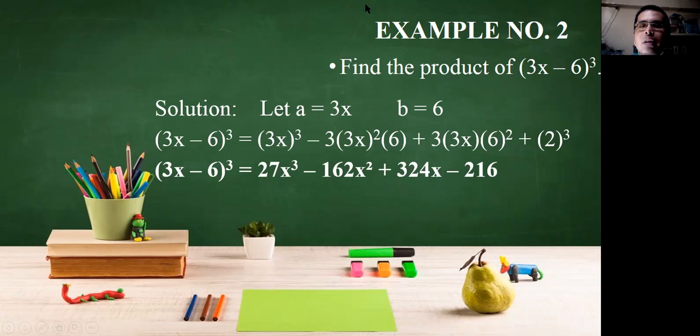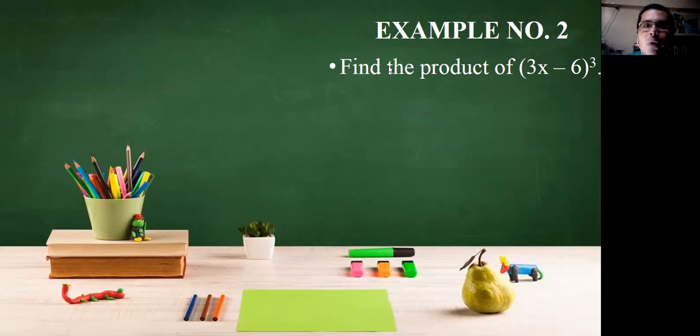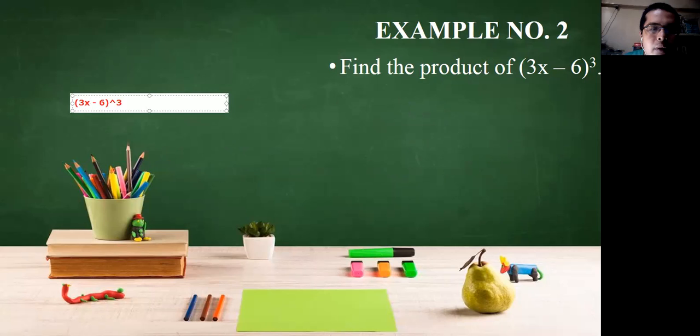So what if we use the FOIL method instead of using the special products? That will also be the same. Let's try using the FOIL method. Let's assume that we did not see this yet. We're going to find (3x minus 6) raised to the third power.